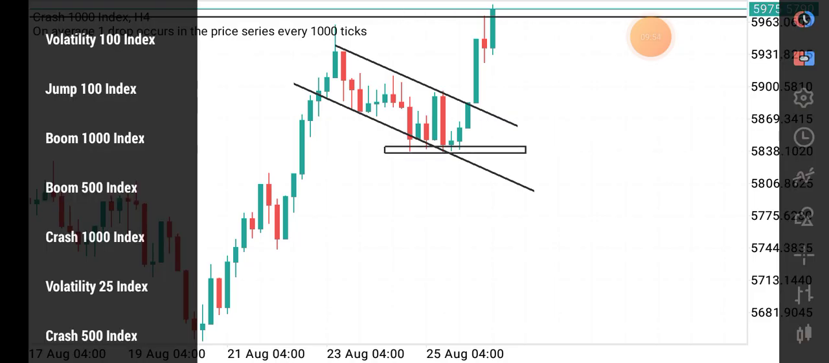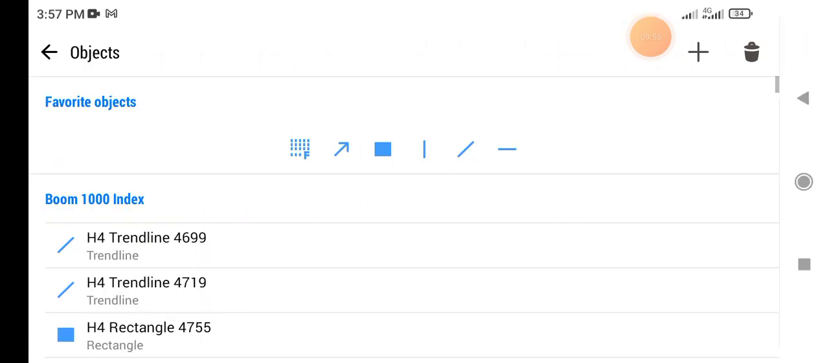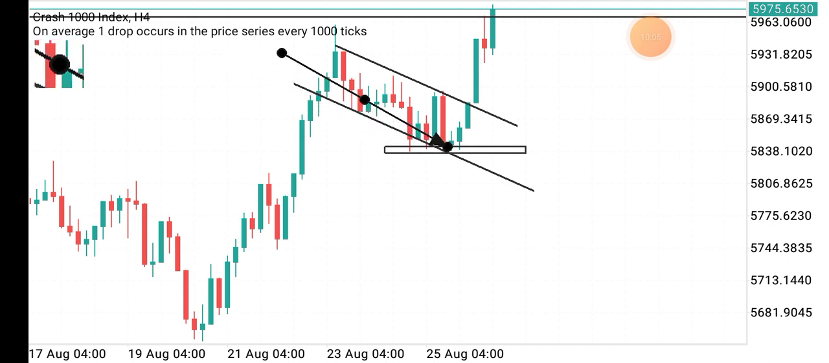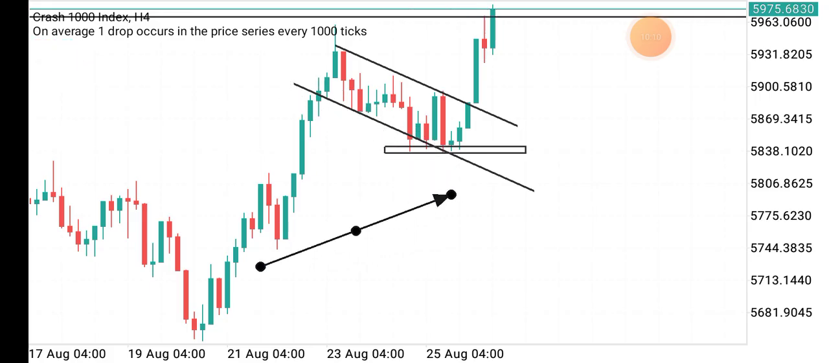This would have been a very nice entry for those of you who have been asking questions about entry. This is a very nice entry confirmation: a bearish engulfing candlestick pattern on a rejection zone. This is a rejection zone. Guys, this is an opportunity to buy. You can see the massive buys to the upside and the market bought up to this point.